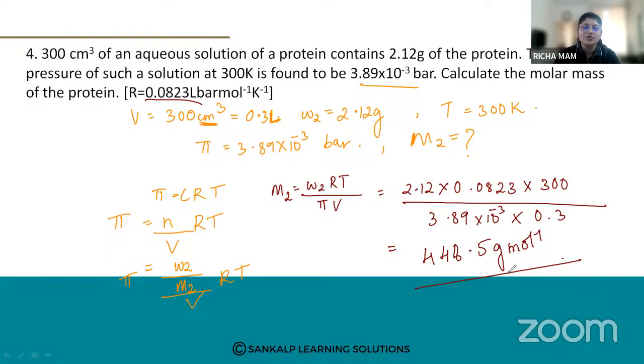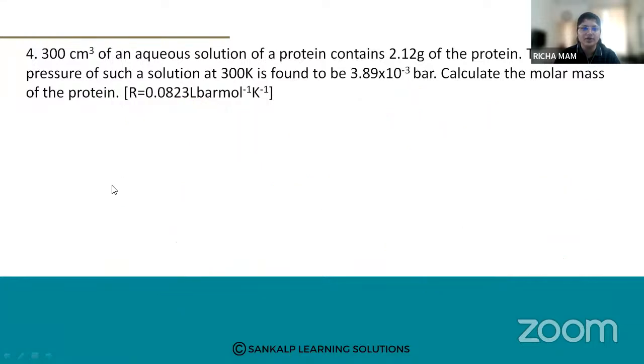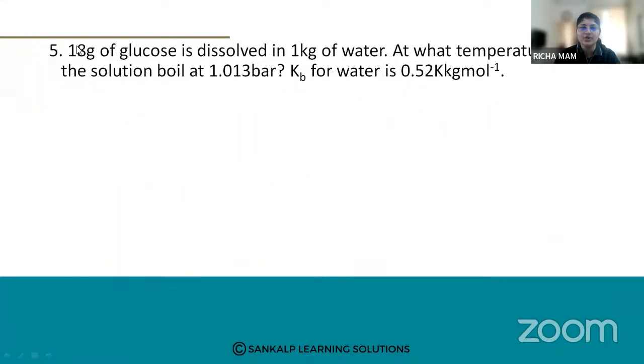Just check. So for the correct formula, 1 mark; for the substitution, 1 mark; and for the answer with the units, 1 mark. Is it clear? So we have solved problems on each type, that is relative lowering, elevation in boiling point, freezing point, and then osmotic pressure. Okay, fine. Now we'll see some extra questions.